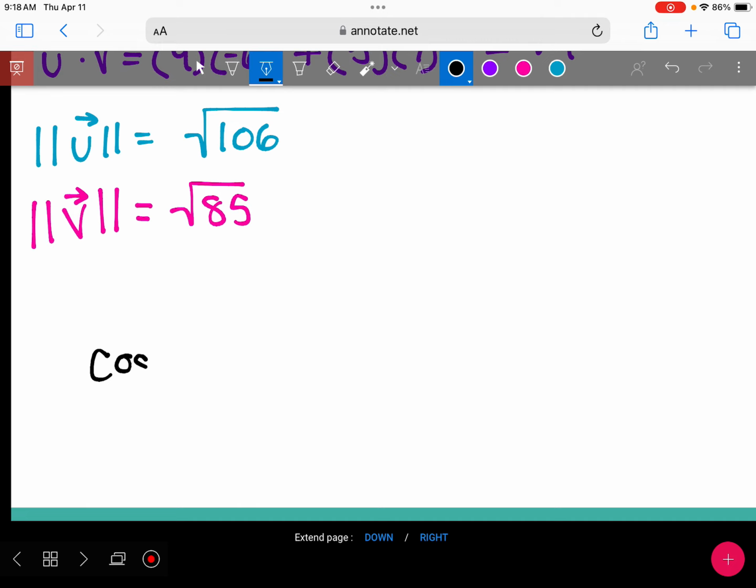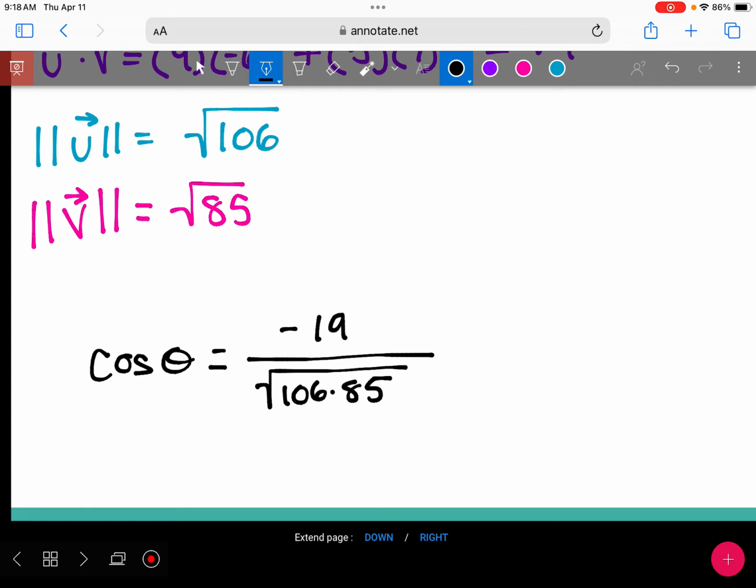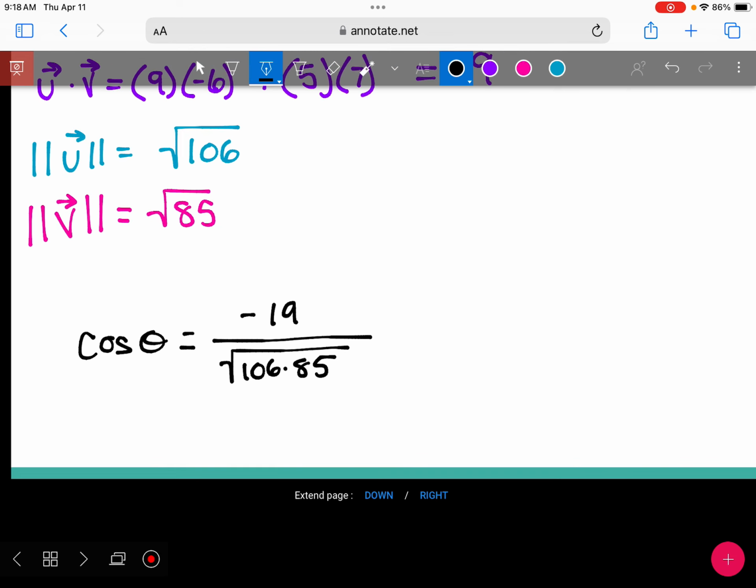All right, so let's get our angle. Cosine of theta is our negative 19 over the product of our magnitudes. So 106 times 85, which you can simplify to be 9010. What is our angle? 101.5 degrees. Feel like we're getting to be pros at this. Joanna, you look confused. Are you good? Okay.